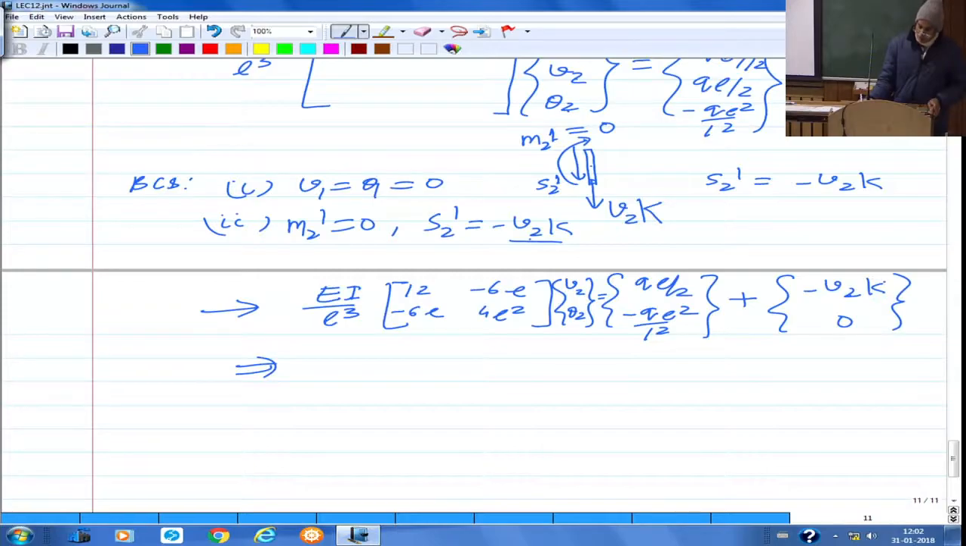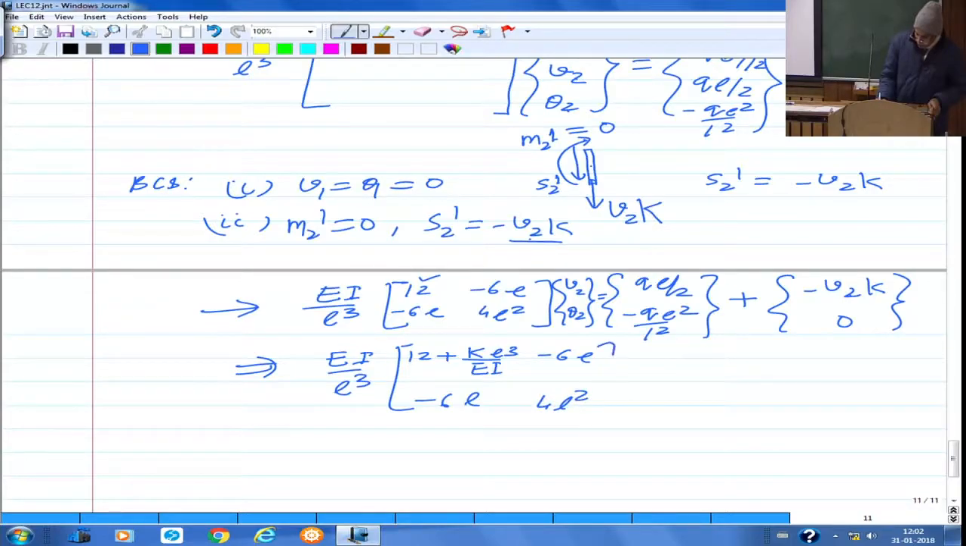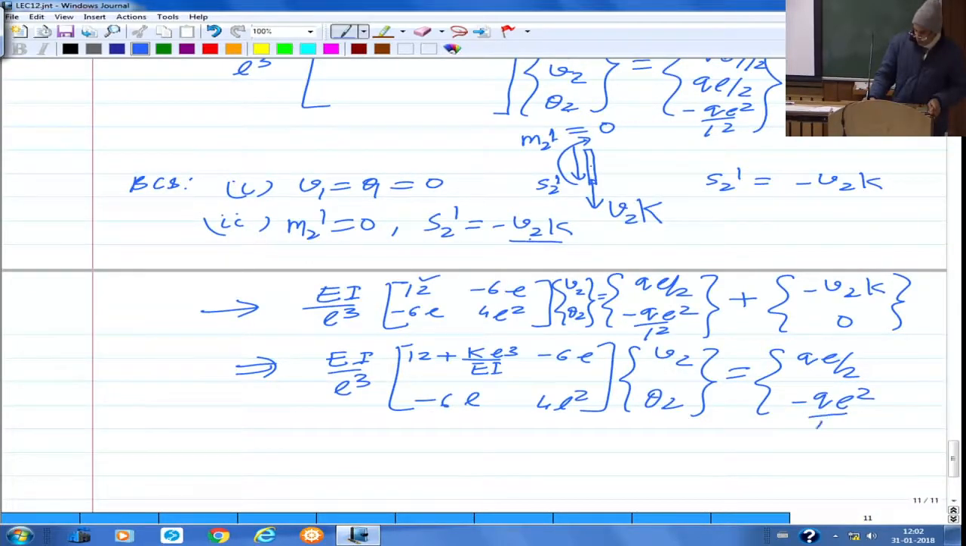That term you bring to the left hand side. So actually it would be getting added with the V2 term here. So it would become 12 plus, because EI by L cube is common, so let me just rewrite that as KL cube upon EI. So it will be just getting added here, this would be minus 6L, this remains here 4L square, and then you have V2 theta 2 is equal to, then this has gone now, so you have only QL by 2 minus QL square by 12.